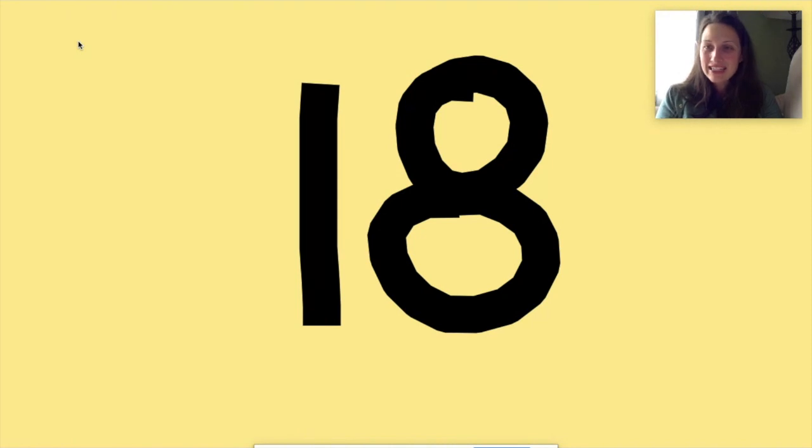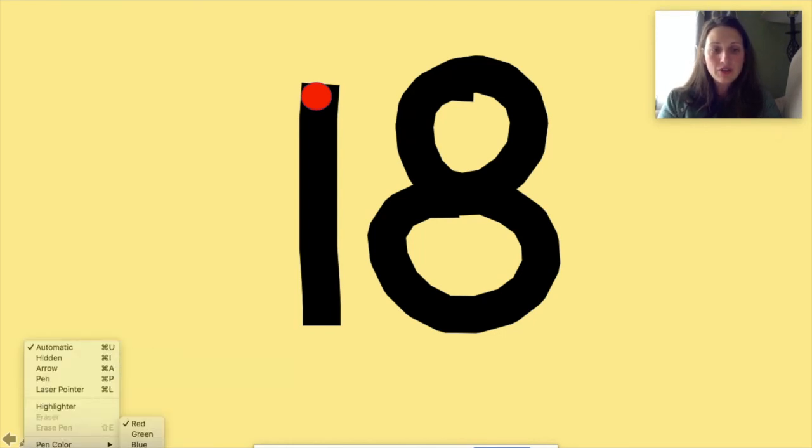This is what 18 looks like. It's a 1 and an 8. When we make the 1, it comes straight down. Let me show you. When we make the 1, it comes straight down from the top, number 1.